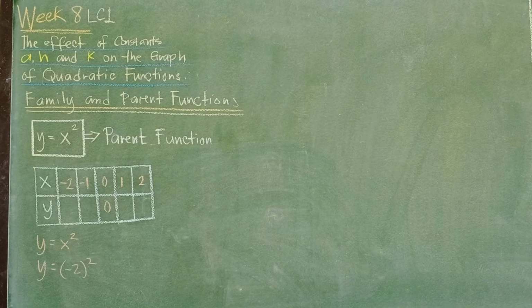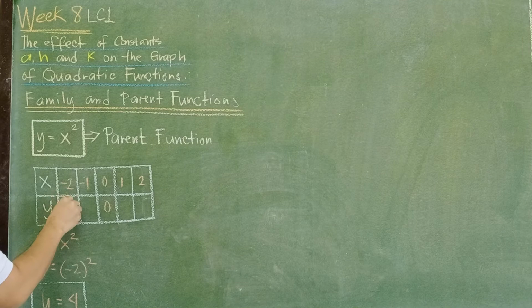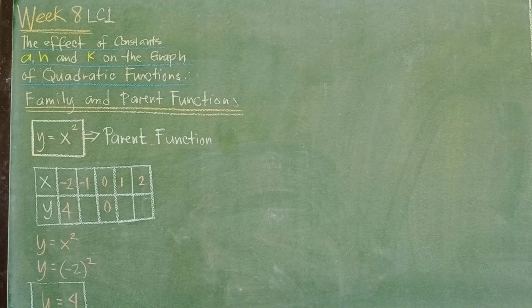So magiging y is equal to x squared, magiging negative 2 squared. So kung ano ginagawa natin before, kung paano natin kino-construct ng table, ganun din ngayon. Mas simple na lang kasi wala kang value ng h at k. So negative 2 ang ilalagay mo dun sa may x, and then you simplify x squared raised to 2, that is negative 2 times negative 2, that is positive 4. So kapag negative 2 yung x mo, yung y mo is positive 4. So this is 4.